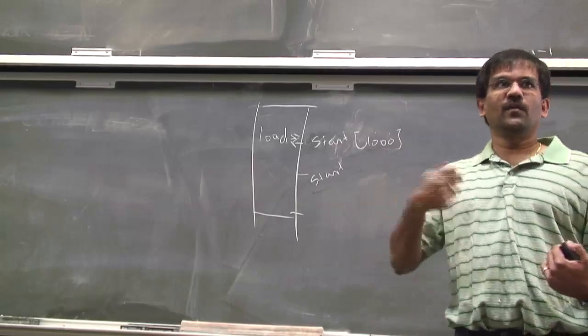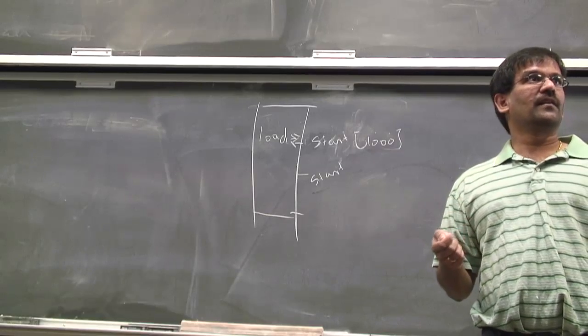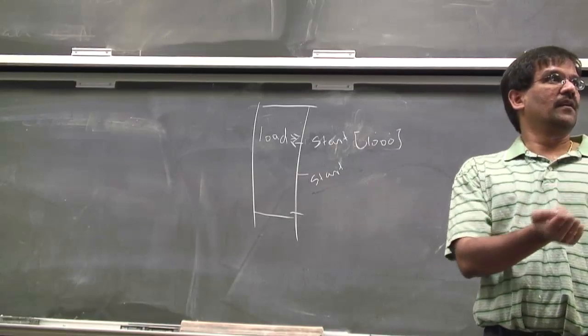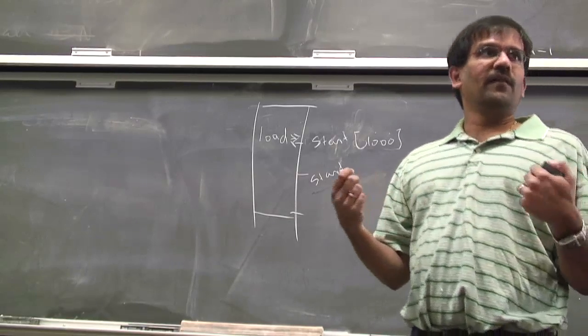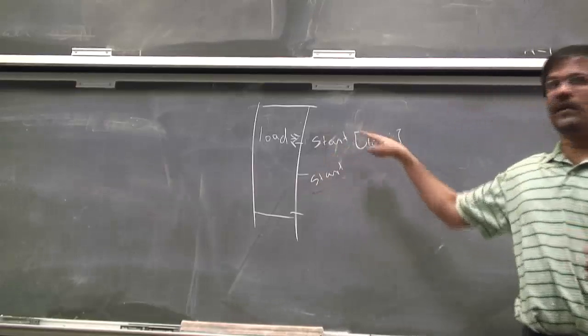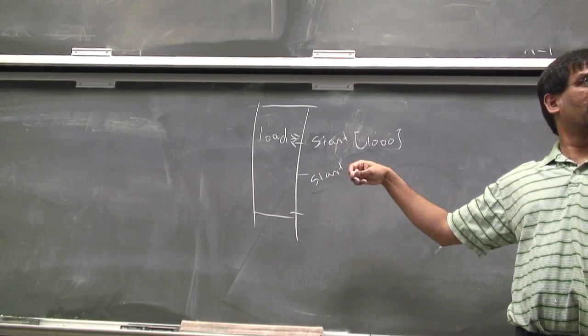Every instruction has to add this constant. So you have to take the start and add something, right? So if you don't do it in hardware, and you're trying to do it in software, then your program is going to run at half the speed, right?